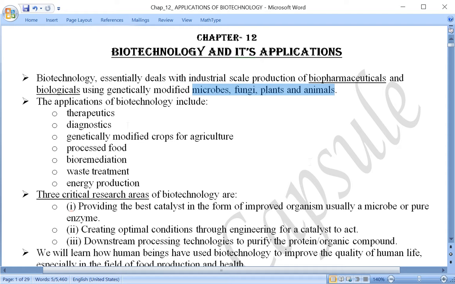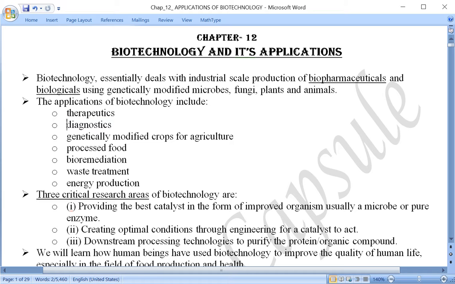Now some of the applications of biotechnology include, first of all, therapeutics. What is this talking about? The word therapeutic means something related to treatment, or let us say a disease is caused in a person, how that disease is going to be healed. So therapeutic means treatment or healing of a disease.